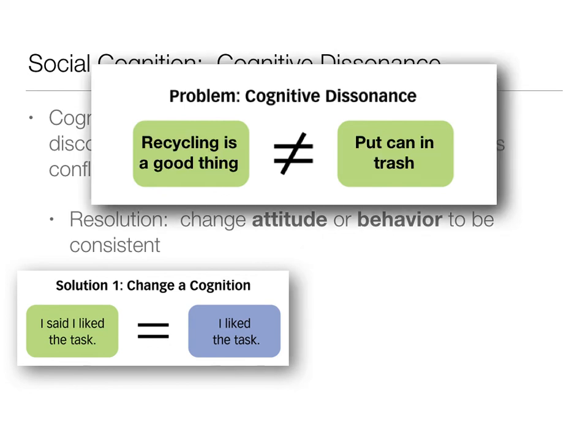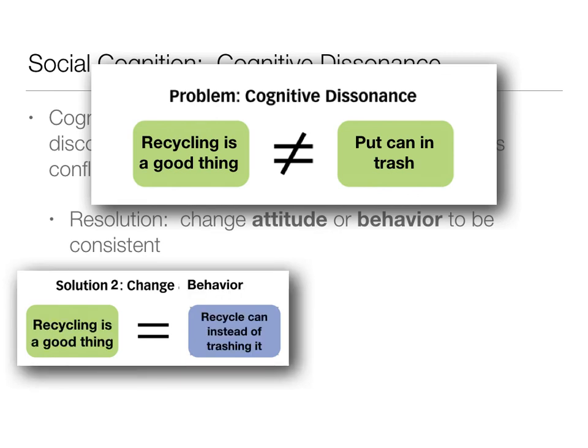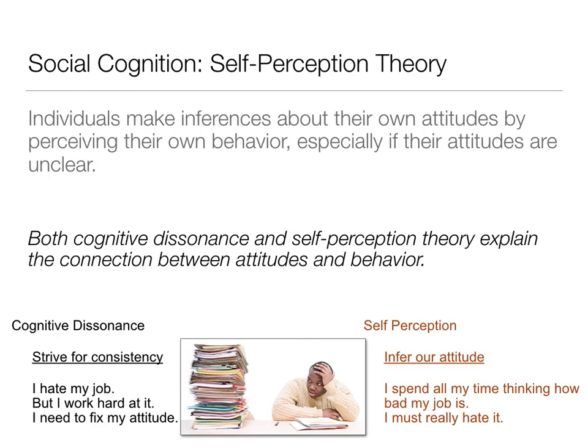Another example would be if we believe that recycling is a good thing, but we didn't put the recycled can in the recycle, we put it in the trash. So then we have that behavior and that cognition not meshing, right? In this situation, the way we're going to do it is we're going to change our behavior. I believe recycling is a good thing, so maybe I'm going to grab that real quick out of the trash can and put it in the recycle. So we're changing our behavior to match our cognition. Once again, those are equal, and so that cognitive dissonance is reduced.